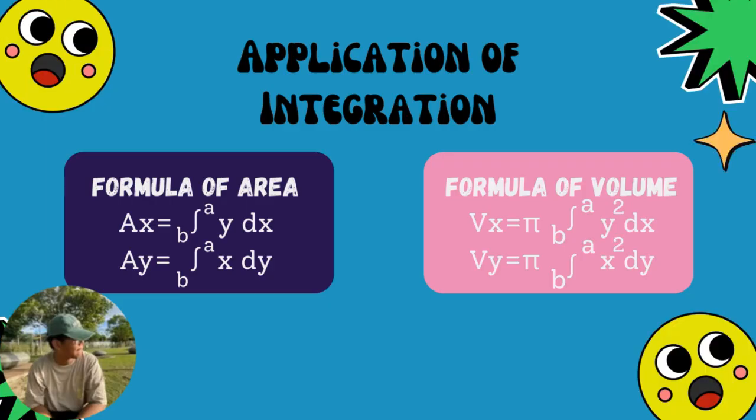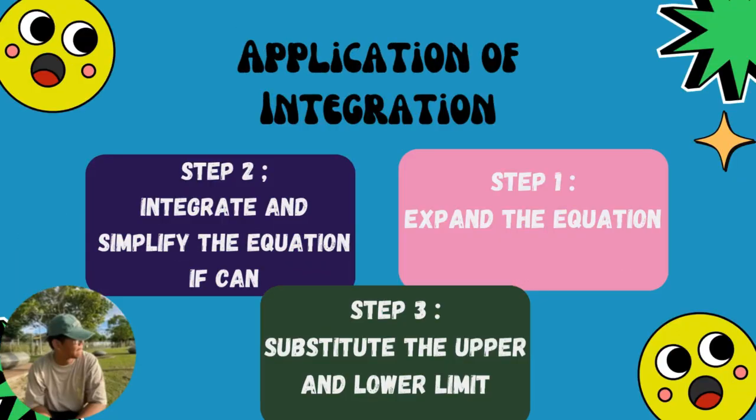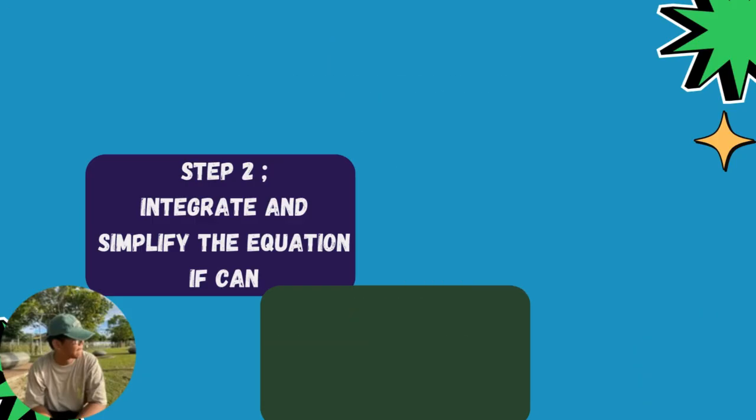Next is application of integration. So this is the formula of area and formula of volume. For calculation, first step we expand the equation. Second, integrate and simplify the equation if can. Step 3, substitute the upper and the lower limit.